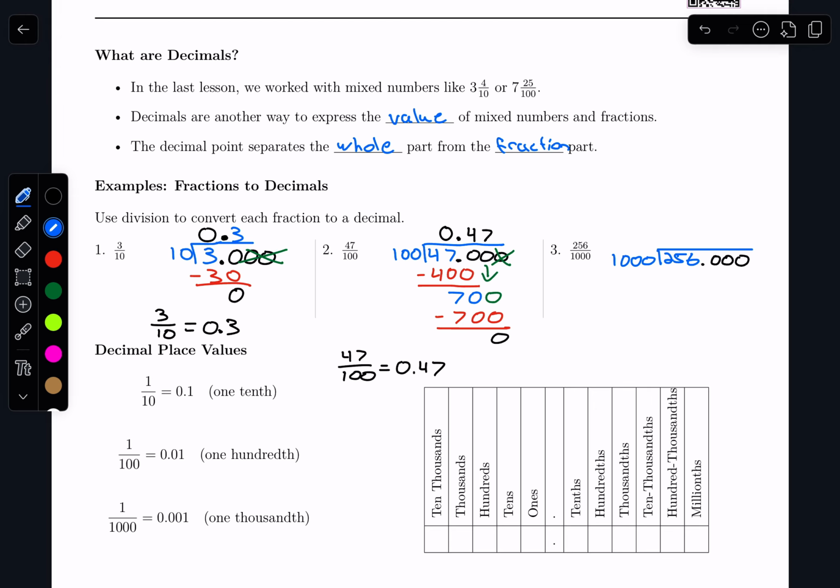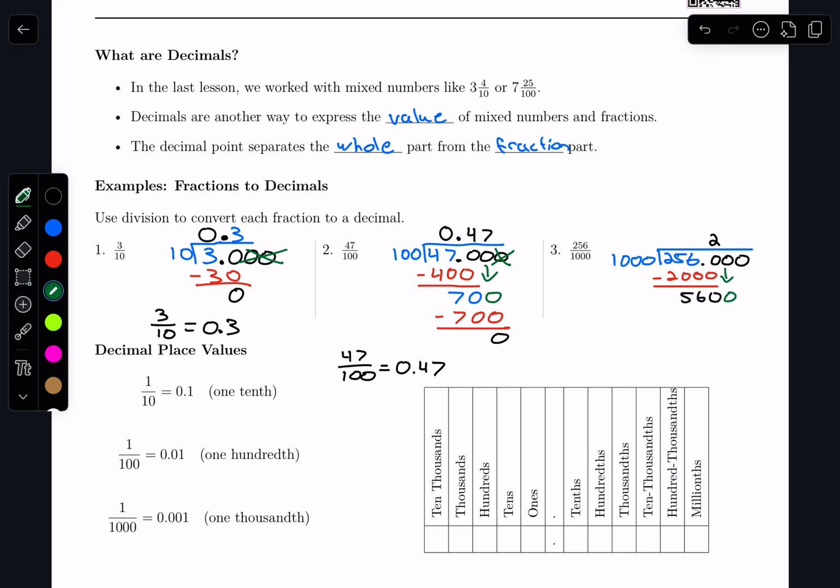Now we just start doing the long division. 256 is not big enough to divide by 1,000. So we include that next 0 I had written. So now it's 2,560. 1,000 goes into 2,560 2 times. So I write a 2 above that 0. 2 times 1,000 is 2,000. So I'm going to subtract 2,000. That leaves me with 560. And then I'm going to drop down that next 0.